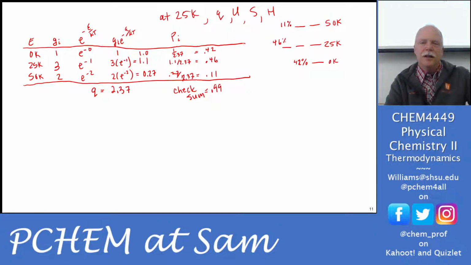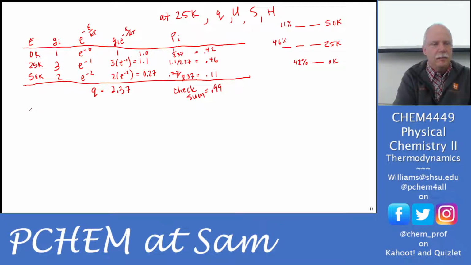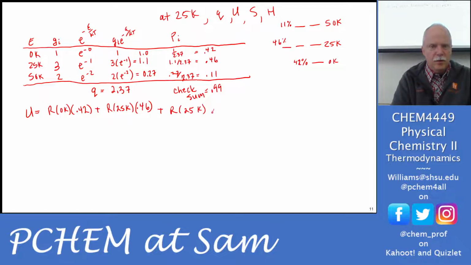So then let's calculate our internal energy at 25 Kelvin. Okay, so we have U is equal to R times 0 Kelvin times 0.42, plus R times 25 Kelvin times 0.46, plus R times 50 Kelvin times 0.11.